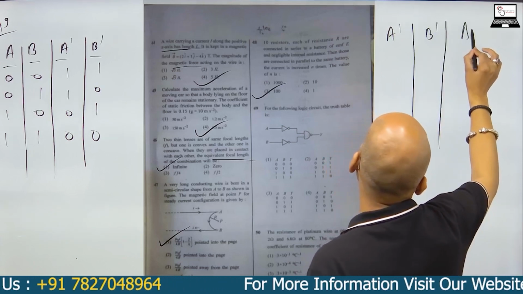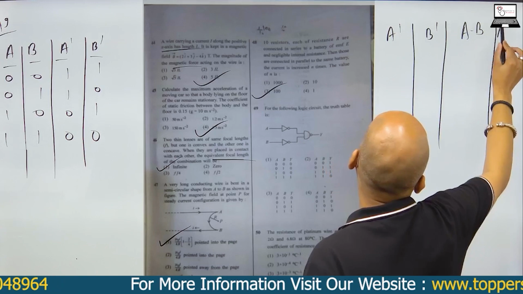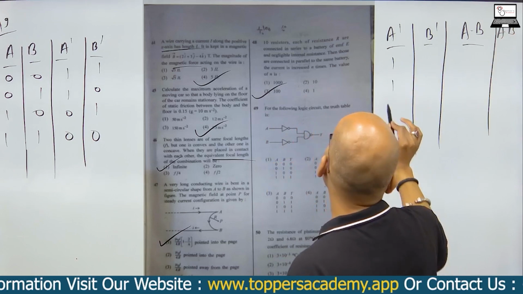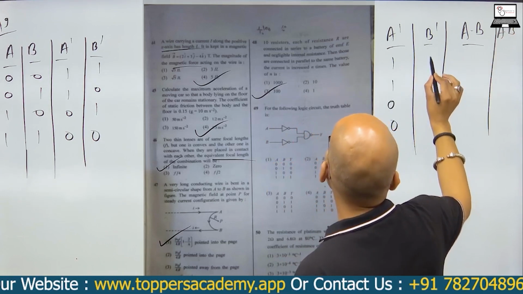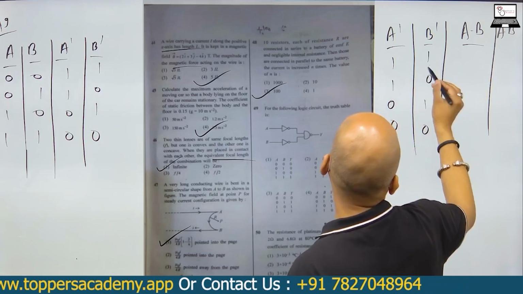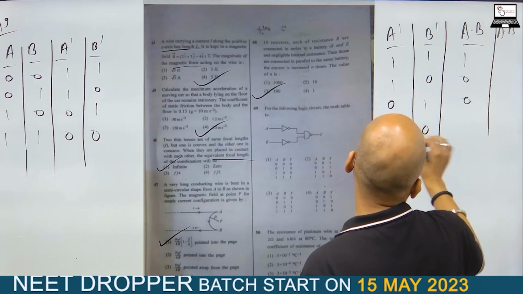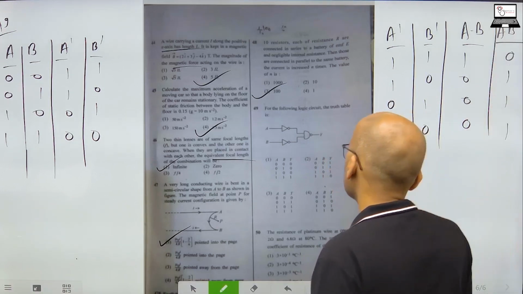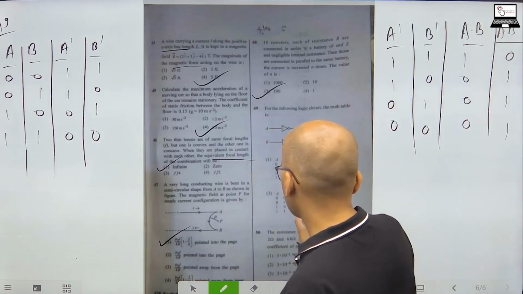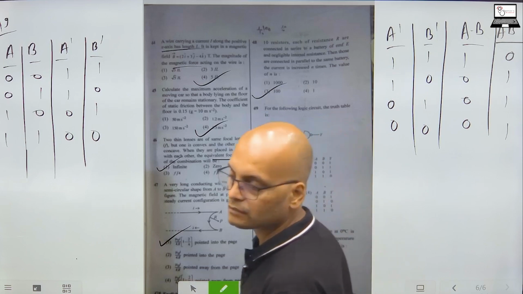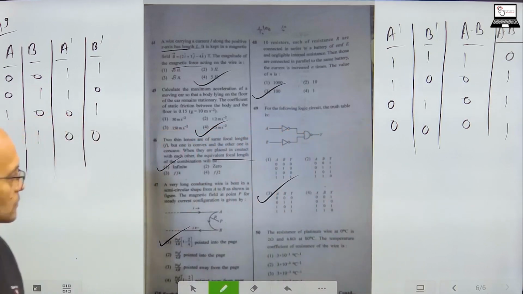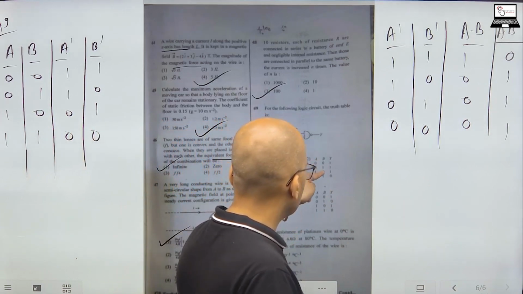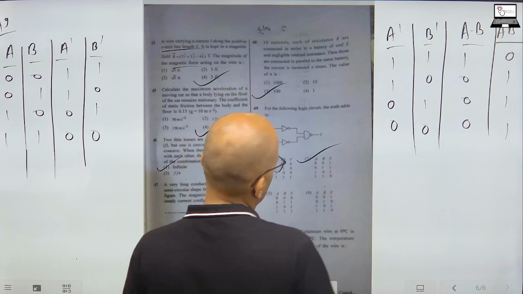Fed into NAND means A dot B and then A dot B bar. So what is A dash? 1 1 0 0. B dash is 1 0 1 0. Multiplication A dot B is 1 0 0 0. Its complement will be 0 1 1 1. Output will be 0 1 1 1. Check where it is given. Option C, 0 1 1 1. Okay, wait a minute. Yeah, this is wrong. This is correct. Option 1 1 1 0. Fine.